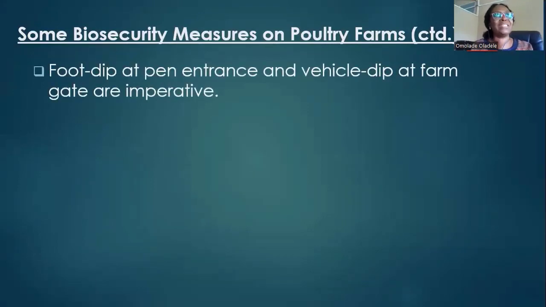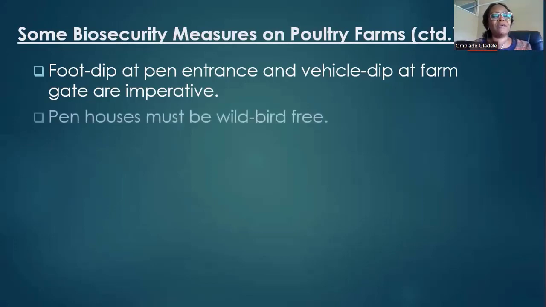Even the worker that's working there with his boots, the foot dip has disinfectant in it, at the entrance, where he dips his boots, and whoever comes in, even the vet that wants to work, will dip his foot in and out of the poultry house. There are also vehicular dips at the entrance of farms. It's very important, because you don't know where the vehicle is coming from, so the vehicle wades through that disinfectant pool. In some farms, they even spray the vehicles.